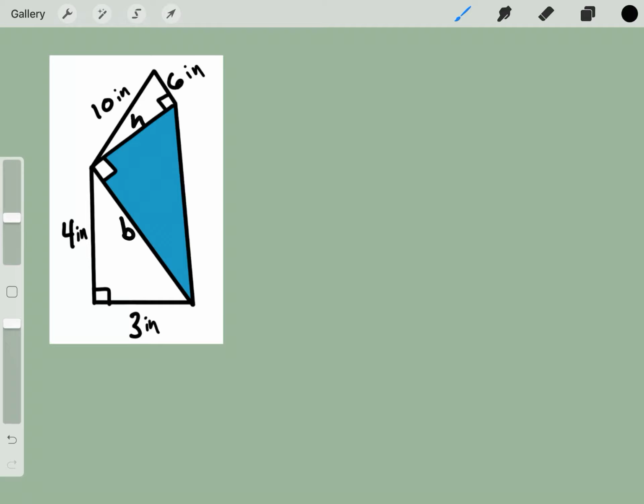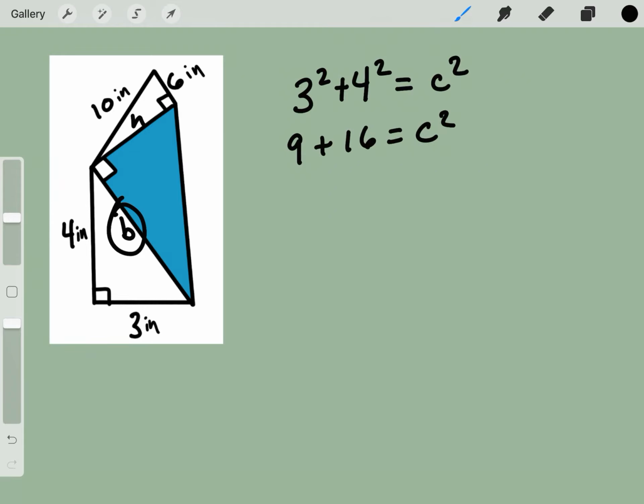For this side where I put the base, that's actually the hypotenuse of that first triangle. So I can use the Pythagorean theorem, 3 squared plus 4 squared equals c squared. I probably shouldn't have used that letter, but you get the idea. And we've done this one already. 9 plus 16 equals c squared. 25 equals c squared. So we take the square root of both sides, and we know 5 is the value of c. So now I can say that this value is 5.